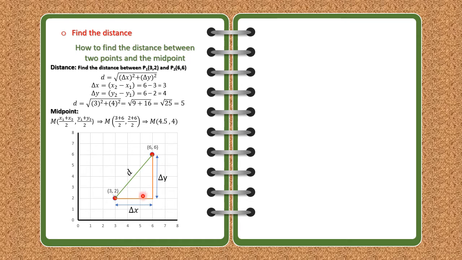Now you look at it, it is a right angle. That's why I can use the Pythagorean theorem. Delta x squared plus delta y squared equals d squared. Since I want only d, I take the square root. This is how come. And the midpoint is somewhere here, which is 4.5 and 4. You can see here is the midpoint.